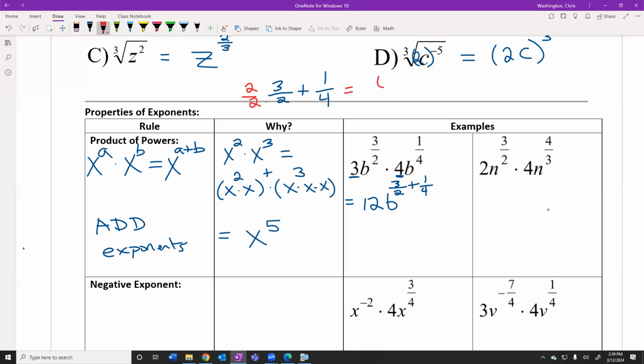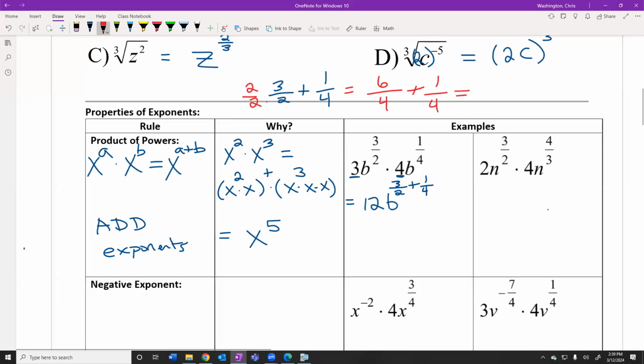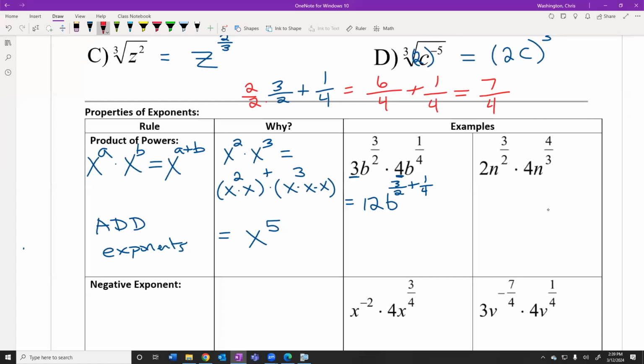So 2 times 3 is 6. We get 6 over 4 plus 1 over 4. Now, once we get the denominators the same, we add the numerators together, and the denominator does not change. So we get 7 over 4.